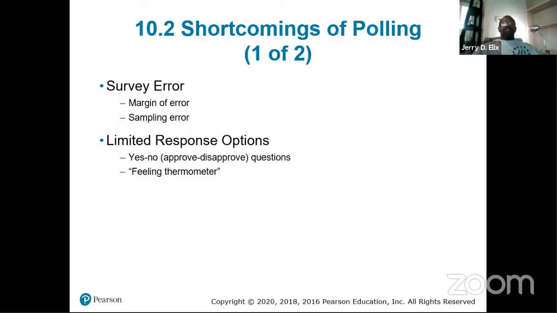Now, limited response options: yes, no, or what they call the feeling thermometer. When you limit a person to a certain response, yes, no, do you approve or disapprove, that does not necessarily give you an idea of what people are thinking. Some people may say, yes, I think Joe Biden is doing a good job. But then you start with other questions. What do you think he's doing on the economy? I think he's doing a great job. What do you think he's doing on police reform and minority relations? I think he's doing a great job. What do you think he's doing on reaching out to conservatives and Republicans? Oh, I think he's doing a crappy job. This is where, when you tailor the questions in more specific ways, you get better answers and a clearer picture.